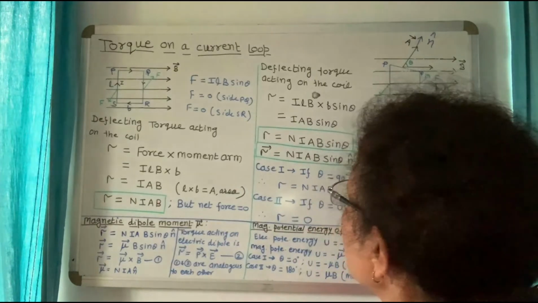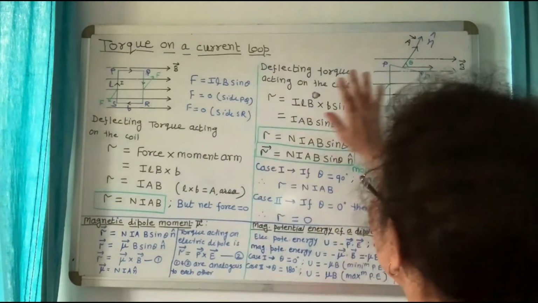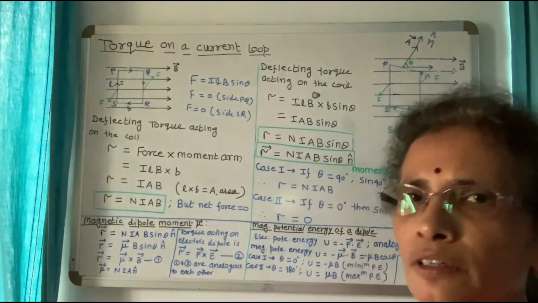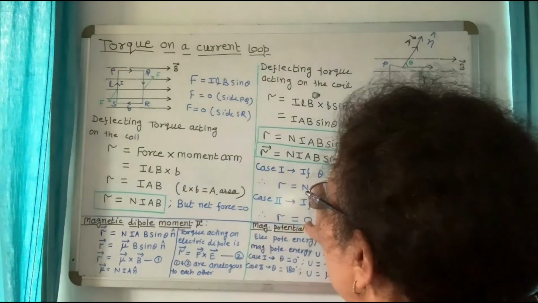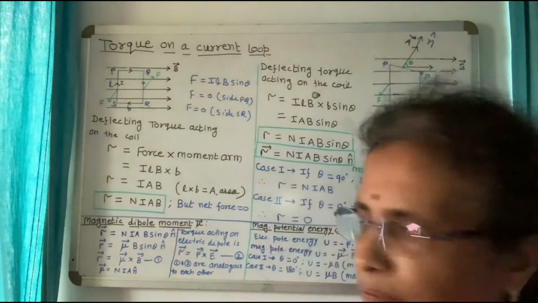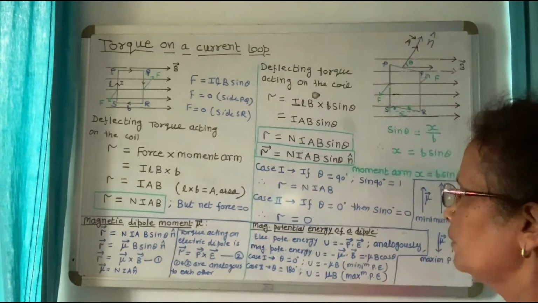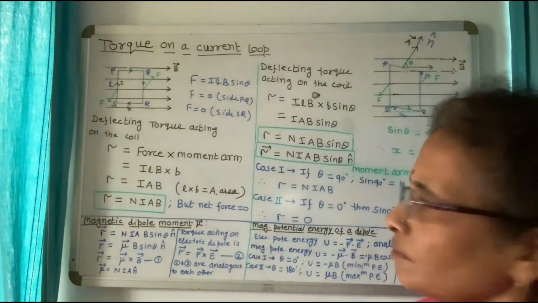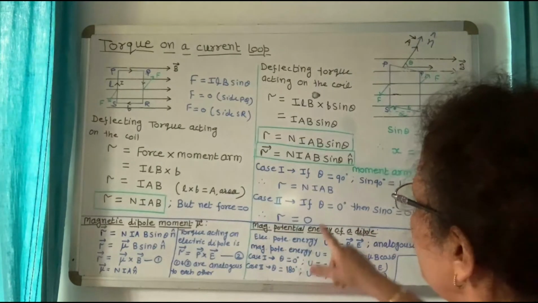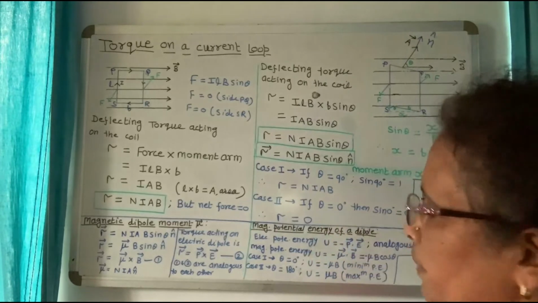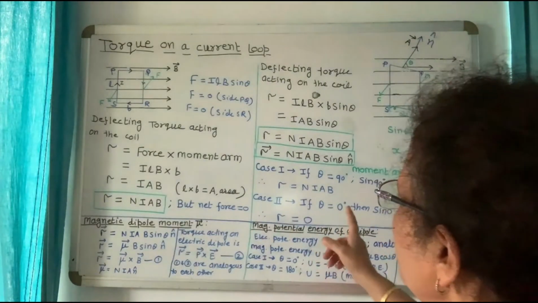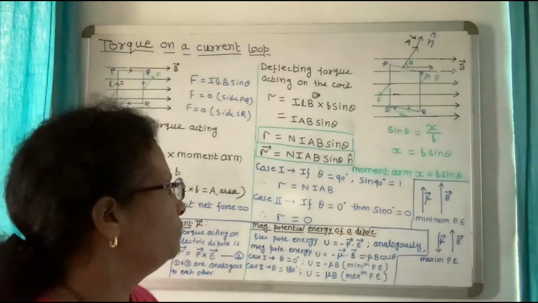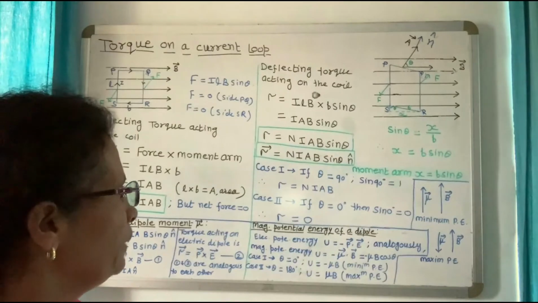So when the coil is in the direction of the magnetic field, it will experience maximum torque. What is the value of maximum torque? It is equal to NIAB for N turns. What is the situation of minimum torque? When theta equals 0 degrees, that is, the normal of the plane of the coil is along the magnetic field, sin 0 equals 0, so the torque will be the minimum.